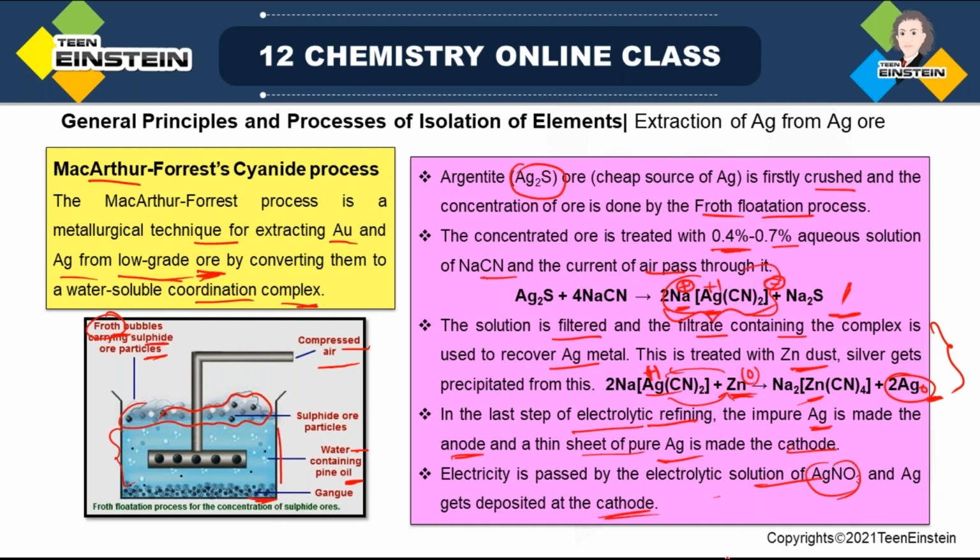Okay, so any doubt how we can extract silver from silver ore? All the three steps are clear. This is the first step, then isolation, and finally purification. Should I repeat?